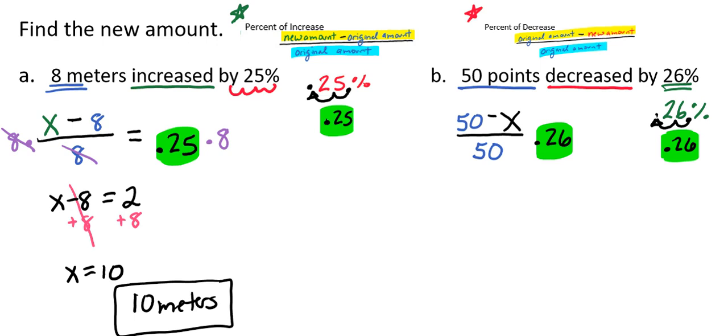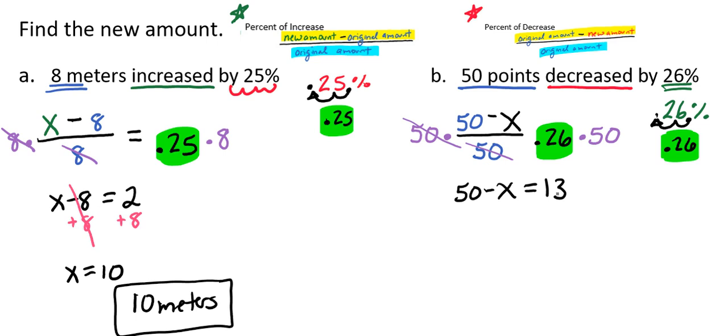So to do this problem, we need to solve for x. So we're going to do the inverse operation of division, which is multiplication, and we're going to multiply both sides by 50. Because that allows us to cancel out the 50s on the left. That's going to leave us with 50 minus x equals 13. And I got the 13 by plugging in 0.26 times 50 into my calculator.